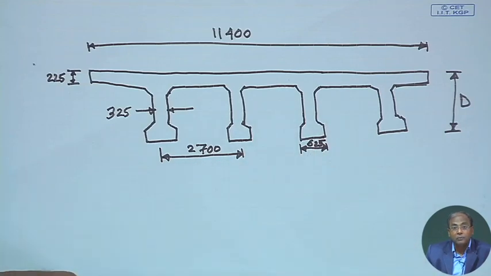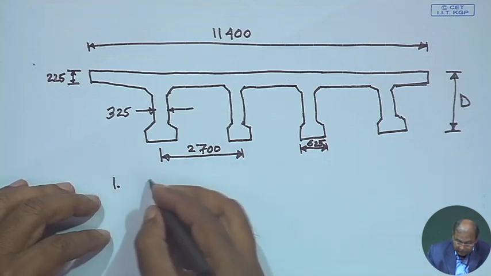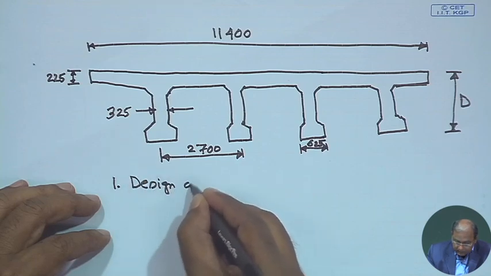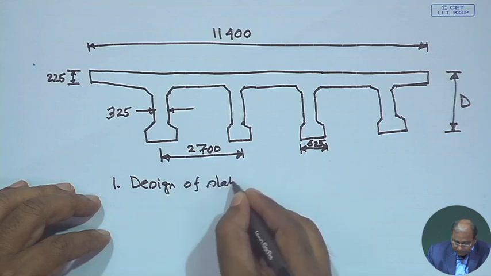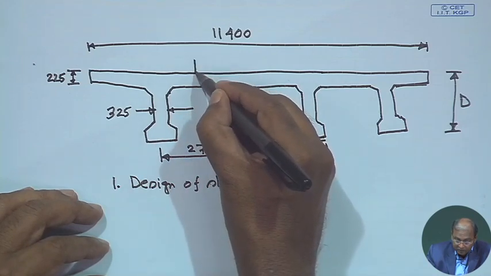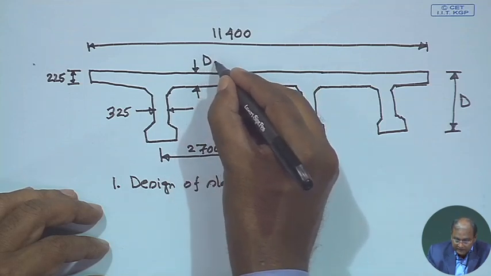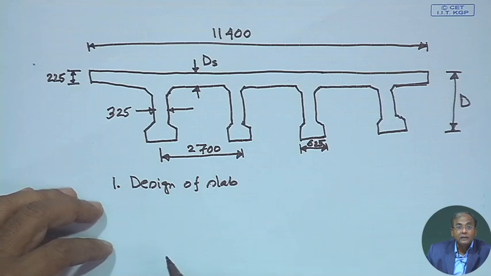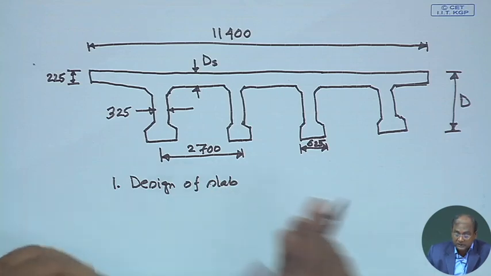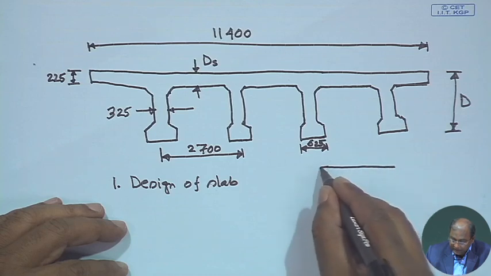Now, what is our objective? Our objective is to design the slab. Whenever you are going to design the slab, we have to find out this thickness. Let us consider that as ds, the depth of slab. Now, when we have to design the slab, what we are doing basically here is making it as a panel.